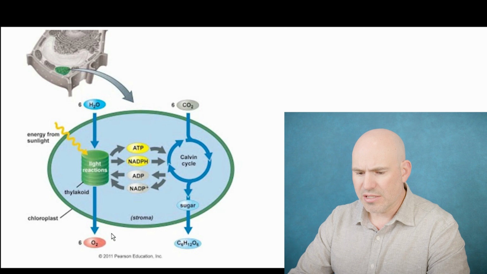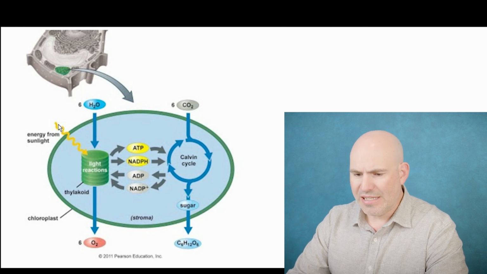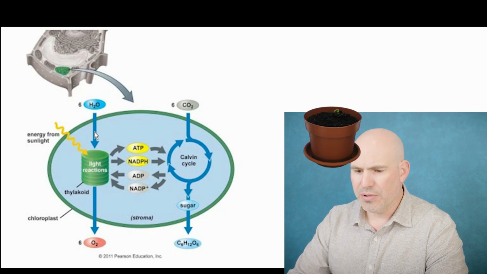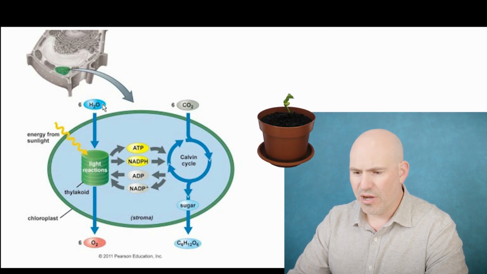The products are going to be oxygen and glucose, or some type of sugar. Okay, so I'm going to repeat myself a lot because we really want to understand this summary. The reactants of photosynthesis are water and carbon dioxide, and the products are oxygen and glucose. Sunlight is the energy that is used to power the light reaction. Okay, so plants need sunlight, they need water, and they need carbon dioxide. And during photosynthesis, they will produce oxygen and sugar.